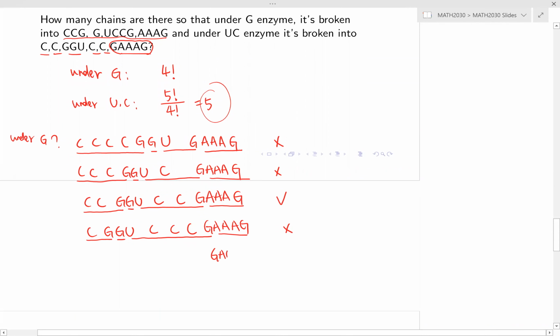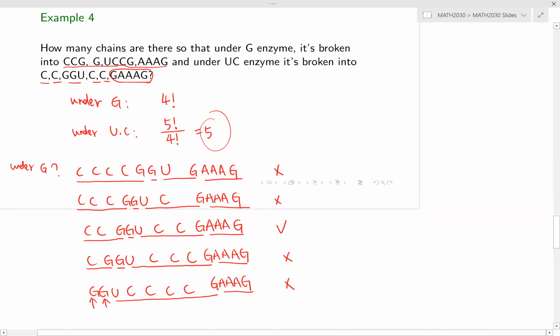And we are left with the last choice when GGU shows up first. C, C, C, C. And then you apply G enzyme again. You would have G, G, UCCCCG, AAG, and this again is not going to work. So it turns out, how many chains are there so that under G enzyme is broken into the required subchains and under UC enzyme is broken into the required subchains? Only one choice, which is right here.